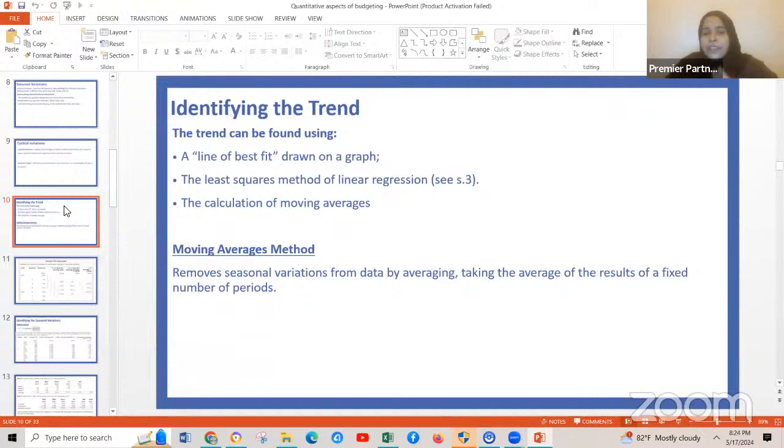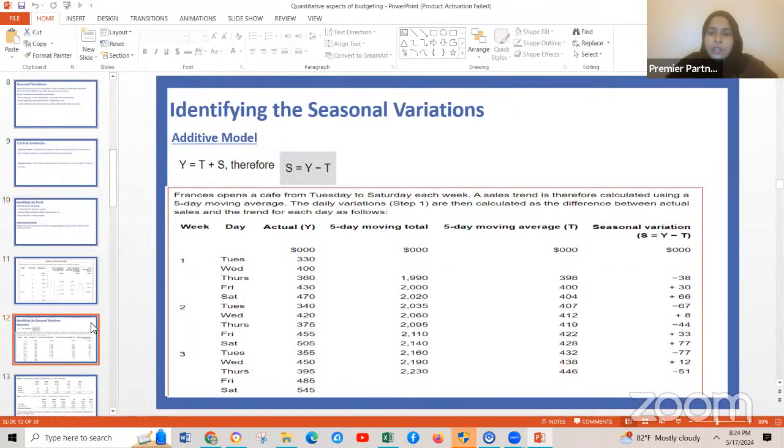You can find the trend in 3 ways: line of best fit, y equals a plus bx, using linear regression, or you can calculate moving averages to find the trend. For a 5-point moving average, you take 5 periods together, add them, divide by 5, and put the result in the center.